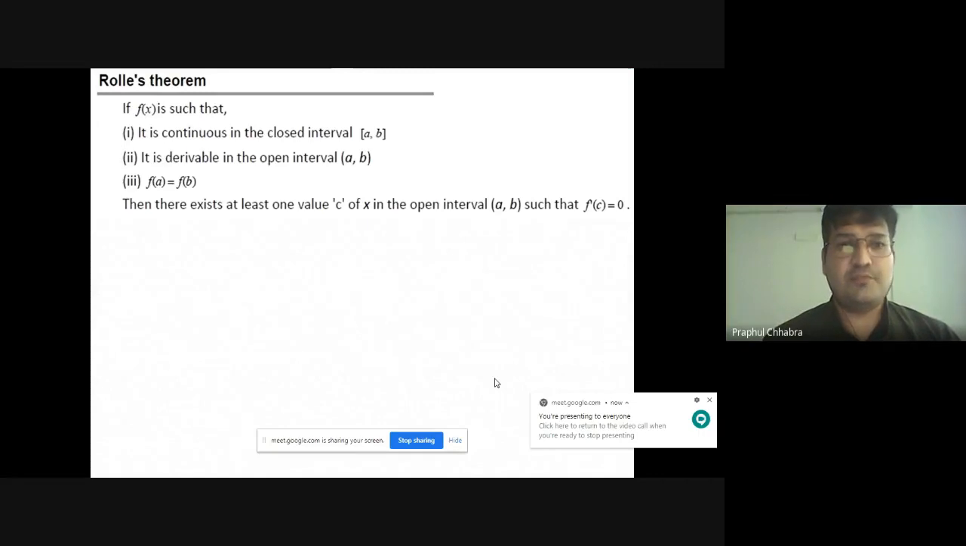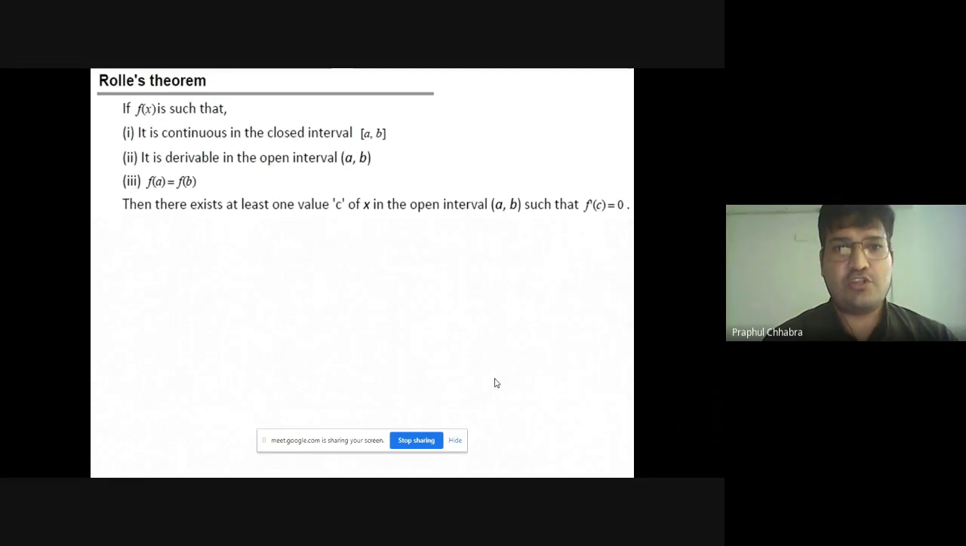Rolle's theorem. There are several types of mean value theorems, like Rolle's theorem, Lagrange's mean value theorem, Cauchy's theorem, Taylor's theorem, Taylor's theorem with Lagrange's remainder, Taylor's theorem with Cauchy form of remainder, Maclaurin's theorem, and there are so many mean value theorems. We are discussing Rolle's theorem first.